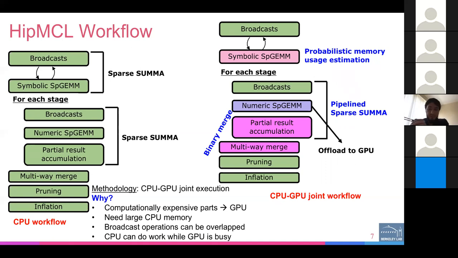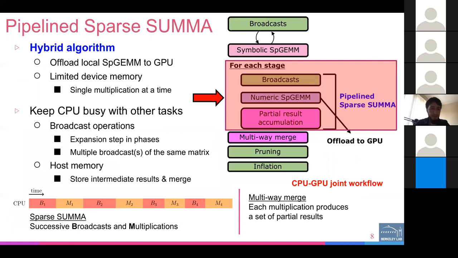First, I'm going to go over a pipelined sparse SUMMA algorithm to perform distributed multiplication using both the CPU and GPU resources. I'm going to then introduce a novel binary merge algorithm to perform the merging of the partial results for the output matrix. This is going to enable several optimizations which are further going to improve the performance. Finally, we tackle the memory requirement estimation with an approximate algorithm.